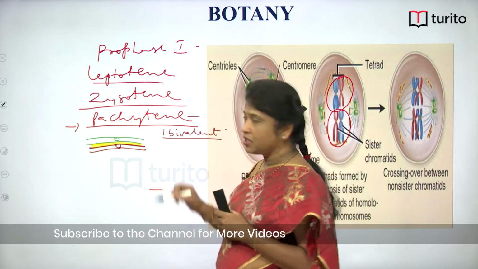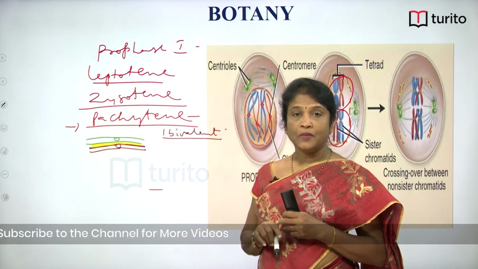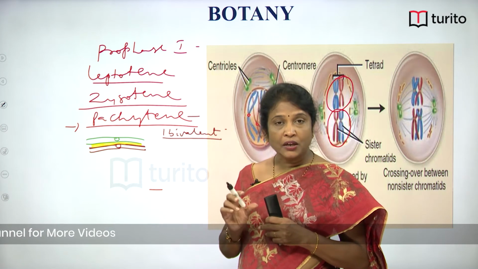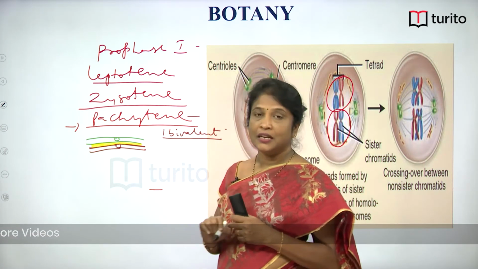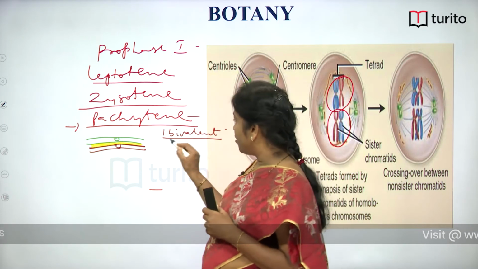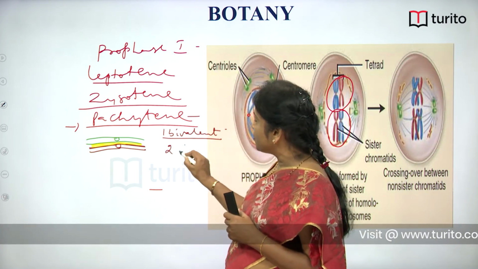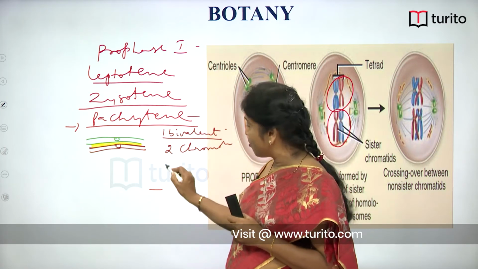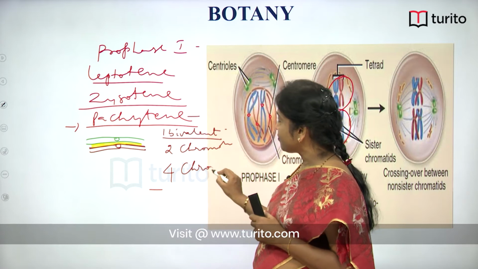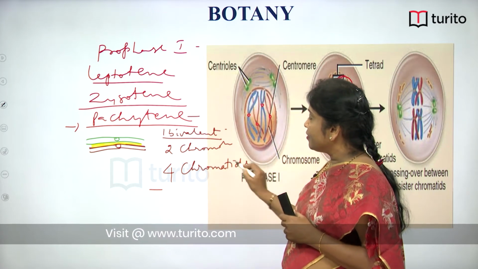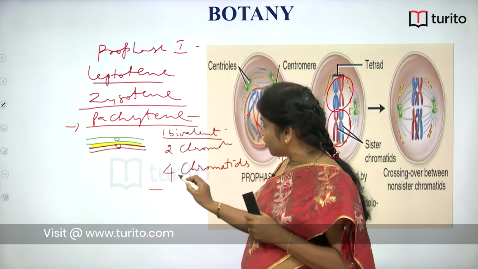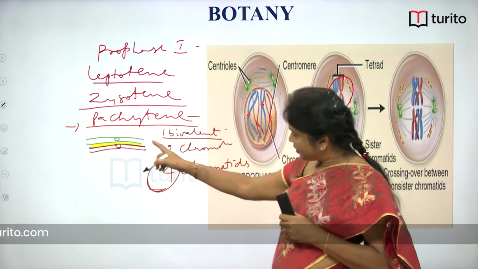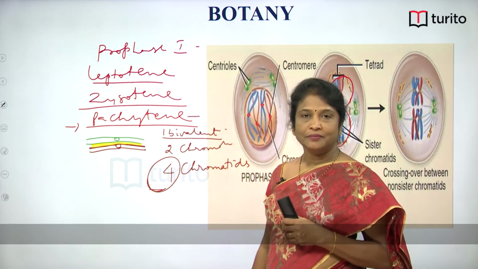But now during pachytene, we consider it as mid prophase, and there is more condensation of the chromosomes, and they become short and thick, and the chromatids are clearly visible. So, in one bivalent, how many chromosomes are there? 2 chromosomes. How many chromatids are there? 4 chromatids. Each chromosome has 2 chromatids, no? So, totally 4 chromatids are there. Are they clearly visible? Yes, they are very clearly visible.